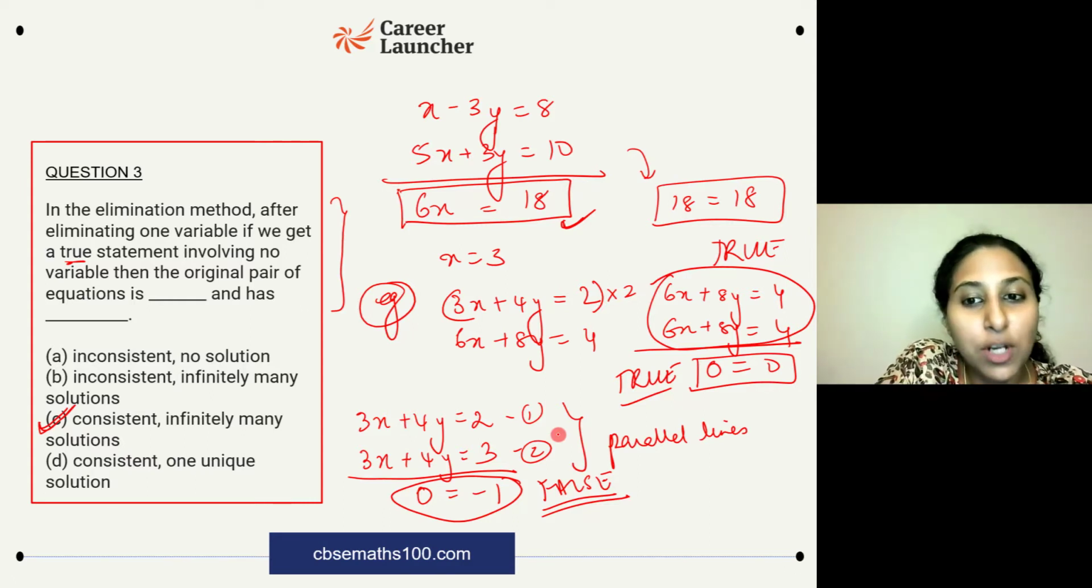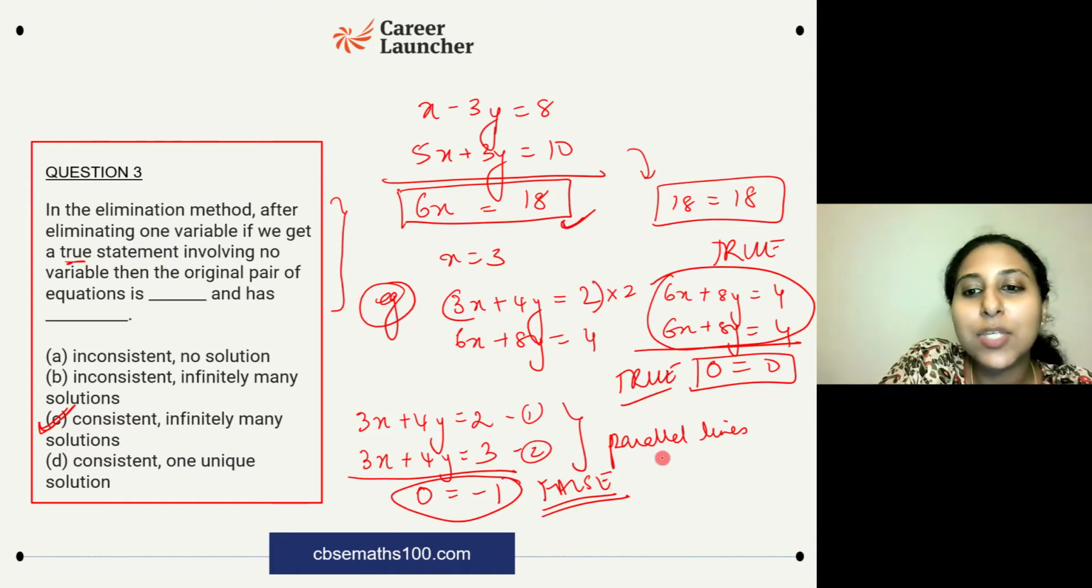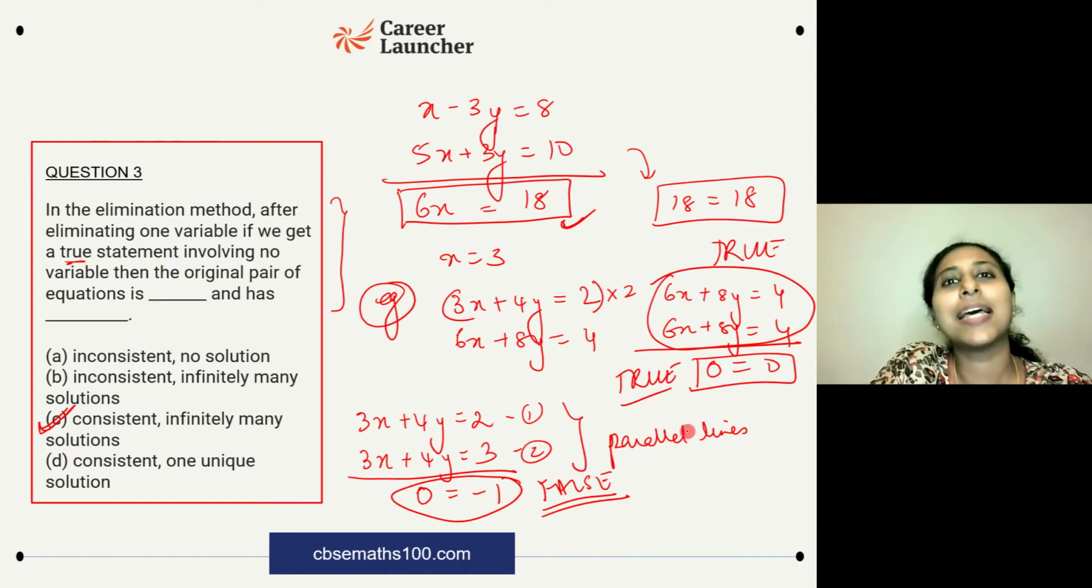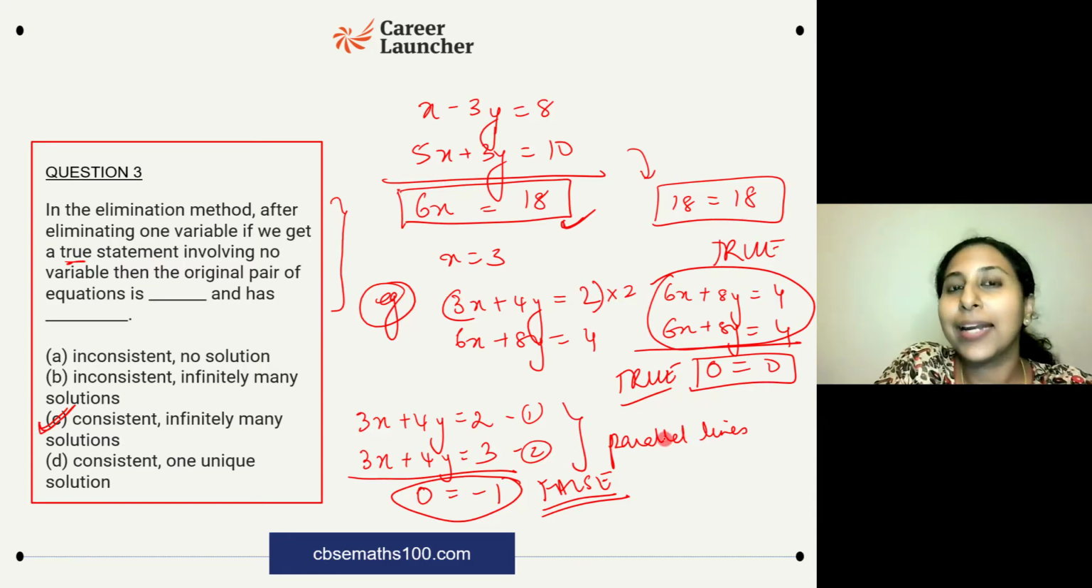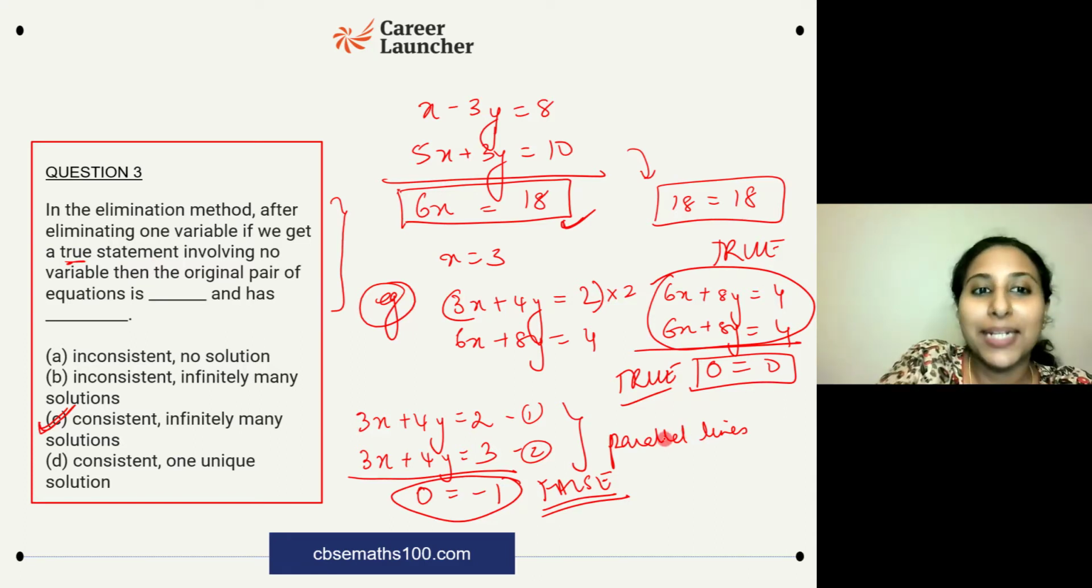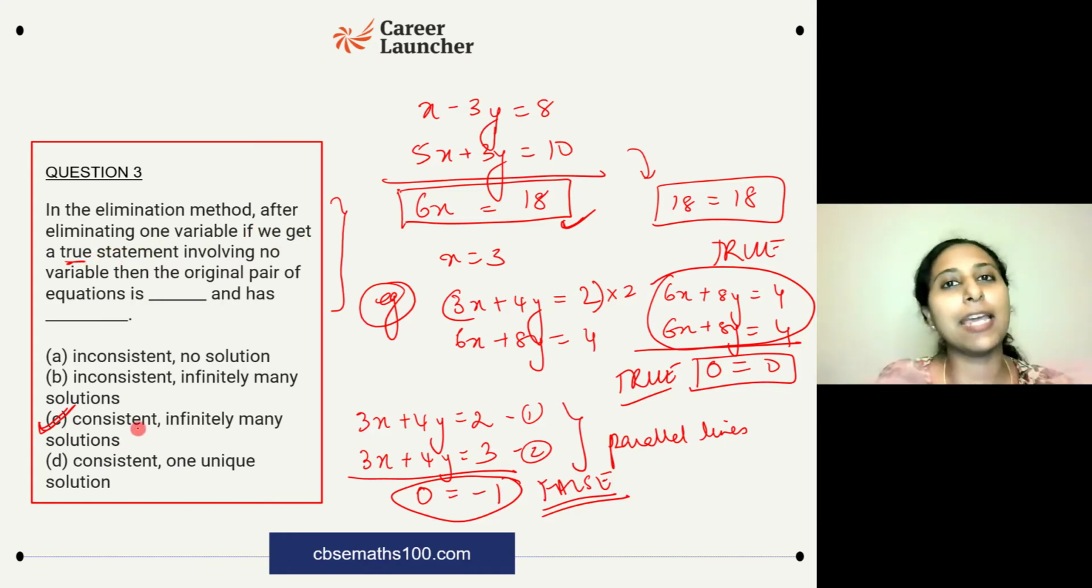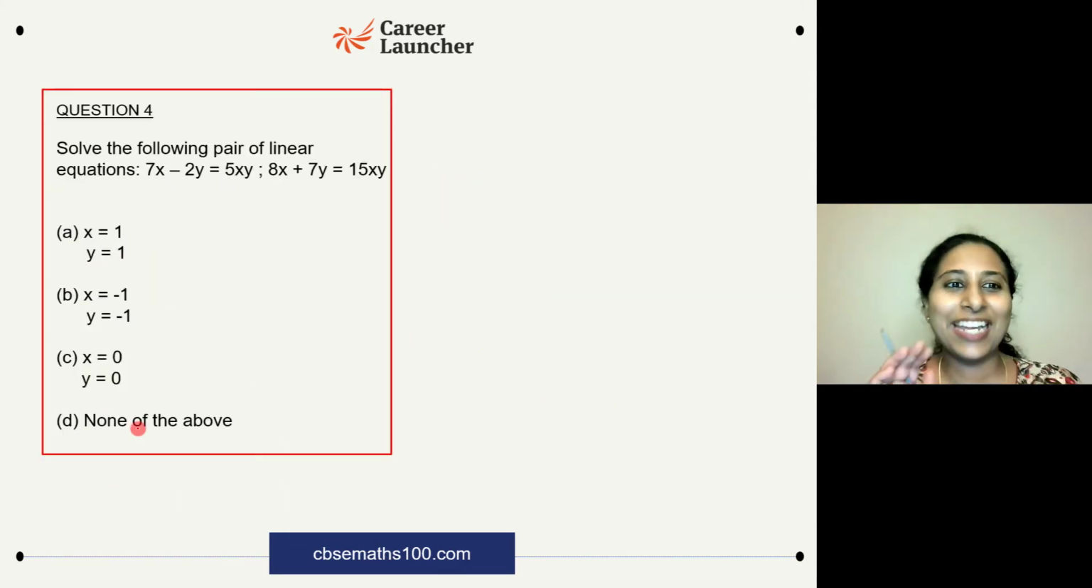All right. So remember, if the question said after eliminating one variable, if we get a false statement, then the answer would have been parallel lines, which is inconsistent and having no solutions. But here, because the question is talking about getting a true statement, the answer would be consistent with infinitely many solutions, right?